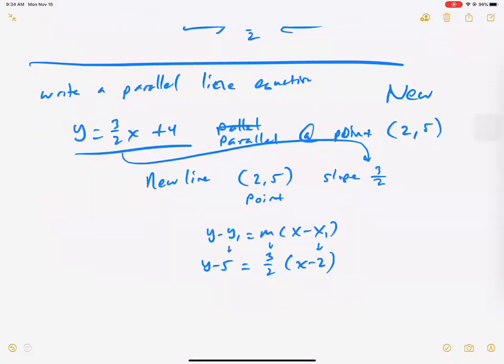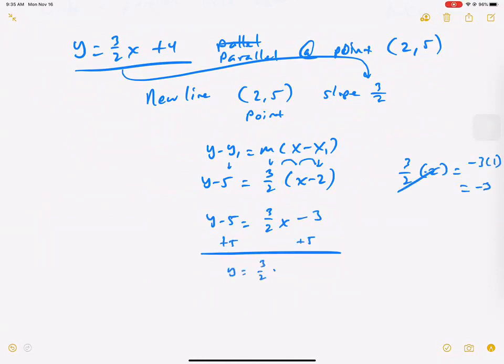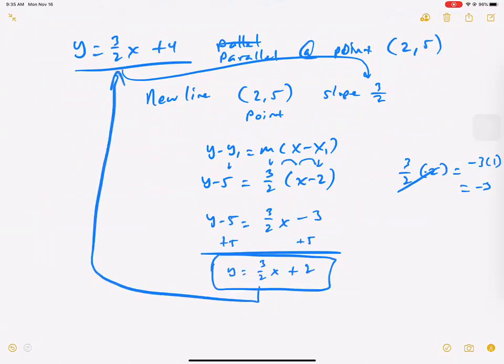So read the directions. If they want you to leave it in this form or change it to slope-intercept form, I'm going to go ahead and change it to slope-intercept form. We practiced that before. y minus 5, we're going to multiply 3 over 2 in. So it's going to be 3 over 2x, and 3 over 2 times negative 2, the 2's cancel. We're left with negative 3, minus 3. And then plus 5 to both sides because I'm trying to solve for y. y is equal to 3 over 2x plus 2. And that is my new line that's parallel to my old line and goes through the new point (2, 5).